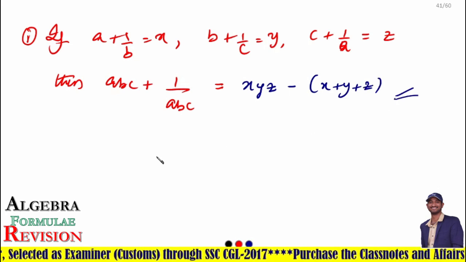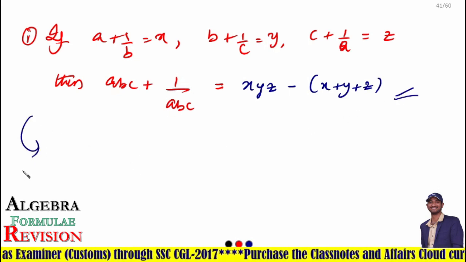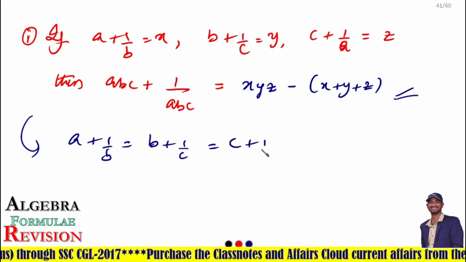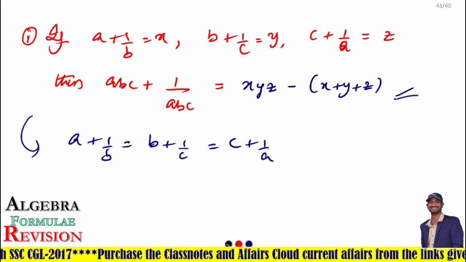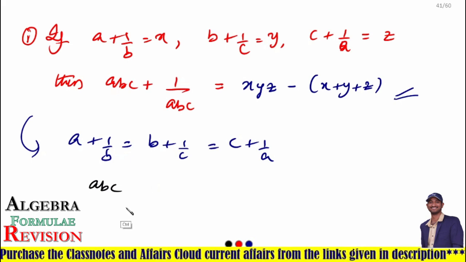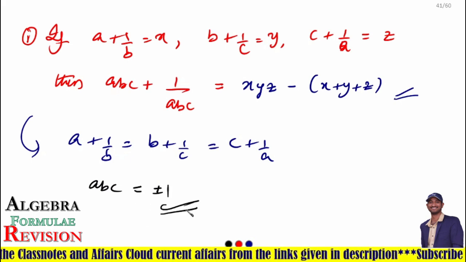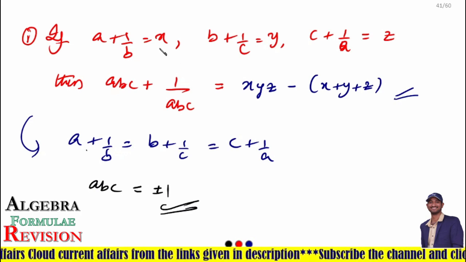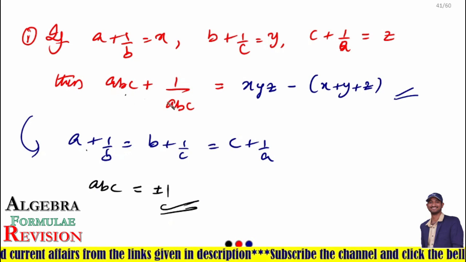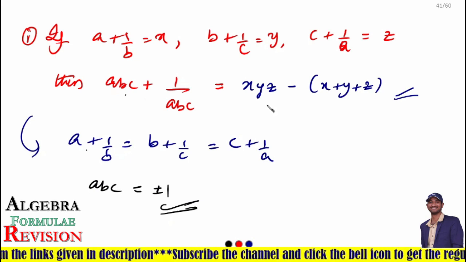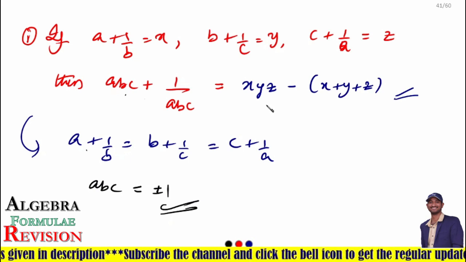Very, very important. In this, I'll tell you one corollary. What is that? a plus 1 by b, and b plus 1 by c, and c plus 1 by a, if all are equal, then abc is equal to plus or minus 1. These three are equal, then abc equals how much? Plus or minus 1. If they are given some values, then abc plus 1 by abc equals how much? xyz minus (x plus y plus z). Is it clear? Okay. Next, second model.